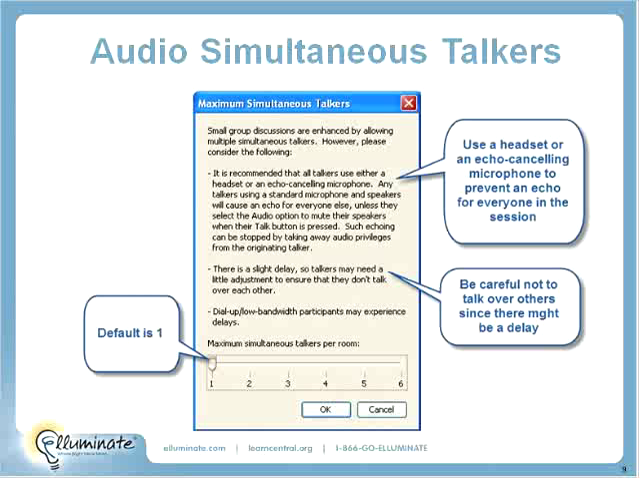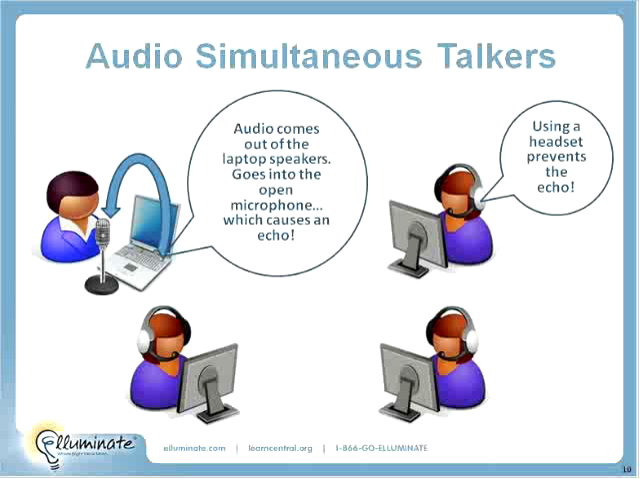You also have the ability by going to Tools, Audio, and you can increase the number of simultaneous talkers. So you can go from the default of 1 all the way up to 6. Now a couple of things about that. We recommend you use a headset or an echo canceling microphone to prevent any echoing that might happen in the audio. And also just to be careful, if you turn on 6 simultaneous talkers and everybody has their microphone turned on, well, you just want to be respectful and not talk on top of or over other participants in the session.